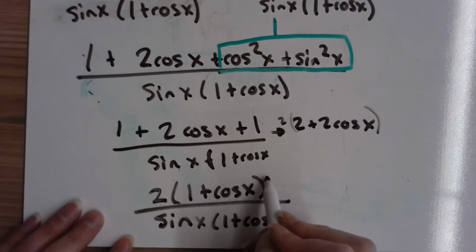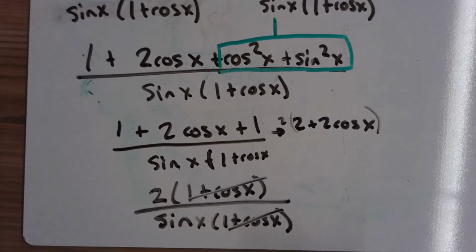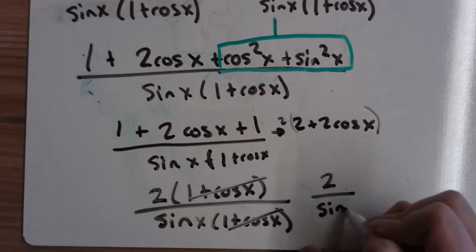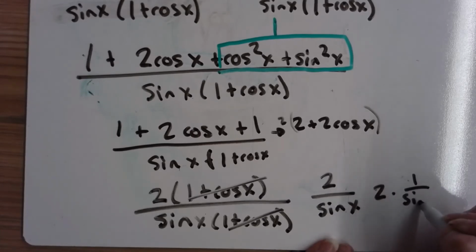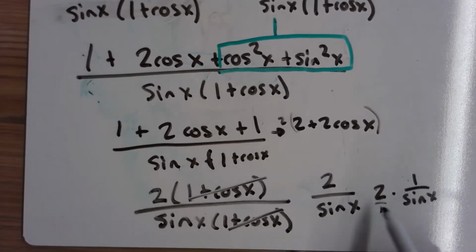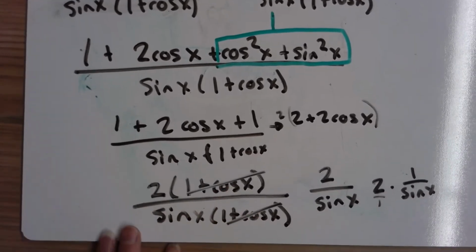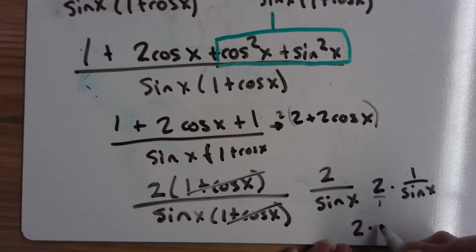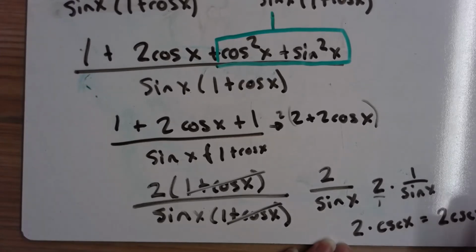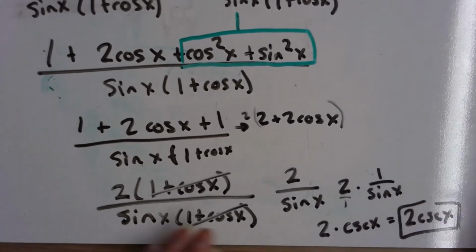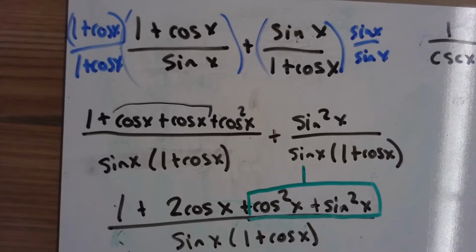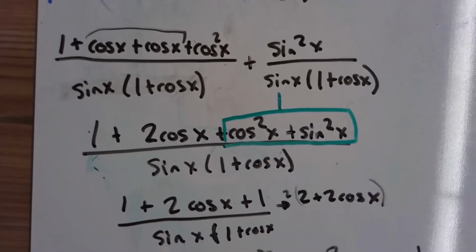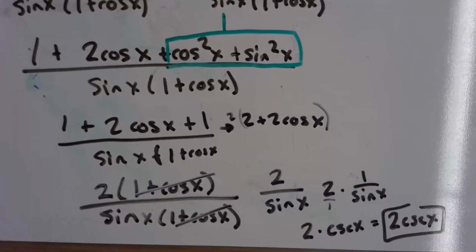Well, I can now simplify this out. So I have 2 over sine x. Well, that's the same thing as 2 times 1 over sine x, right? That's like 2 over 1. I haven't changed it. I'm just looking at a different way to look at it. Well, I know 1 over sine x is cosecant x. So my answer is 2 cosecant x. Okay? That one was pretty intense. We went from that, getting a common denominator, FOILing, combining like terms, all the way down to where we get 2 cosecant x.